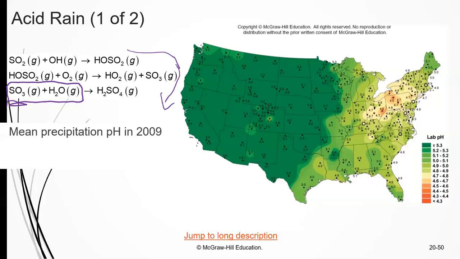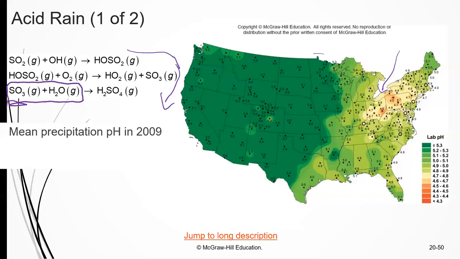And so when we talk about pH, we're talking about the average pH of your rain as it comes down. And you can see over here that the Midwest has a higher pH compared to that of the eastern side of the country, right?